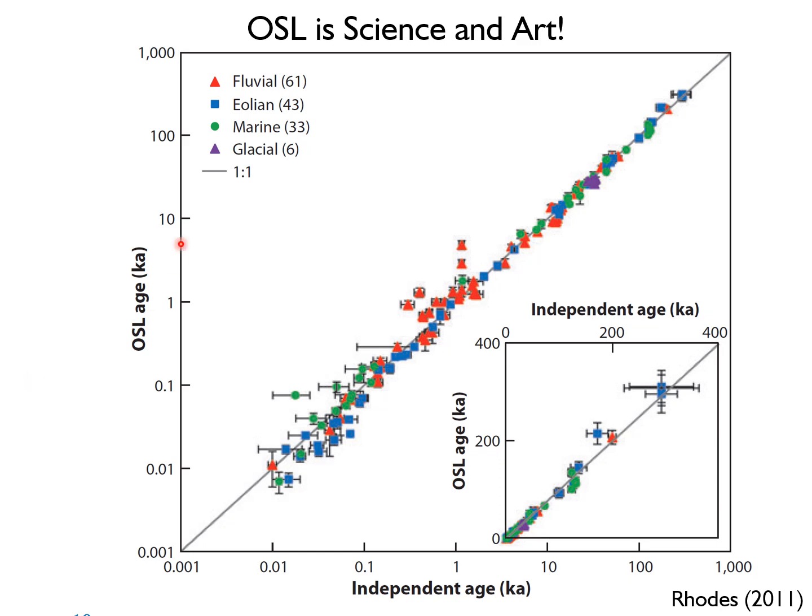Here I show luminescence ages versus independent ages, either on a log-to-log scale or a linear scale in inset. So what we can see is that when it is applied properly, OSL dating will provide reliable ages from a few years of age up to about 300 Ka.